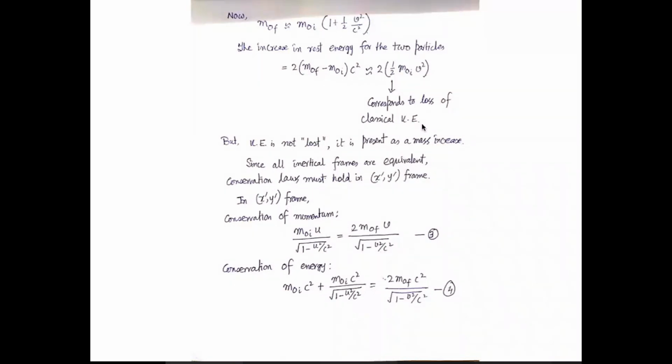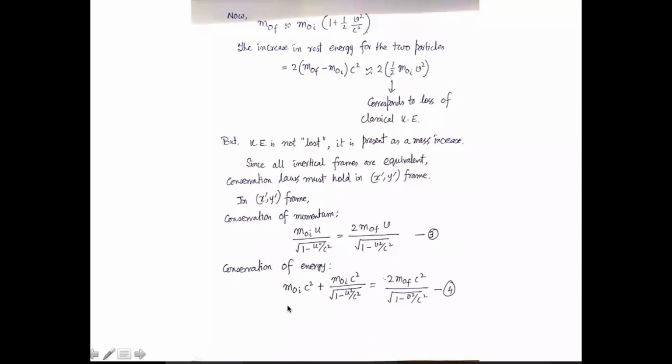Okay. Now, by the first postulate of special theory of relativity, all inertial frames are equivalent. So the conservation laws must hold in the x prime y prime frame as well. So in the x prime y prime frame, the conservation of momentum is simply this. In the x prime y prime frame, remember one particle was at rest and the other particle was moving with a velocity u. And in that same frame, after collision, this big ball, each one of them having rest mass m naught f, was moving with a velocity v. So this is the conservation of momentum.